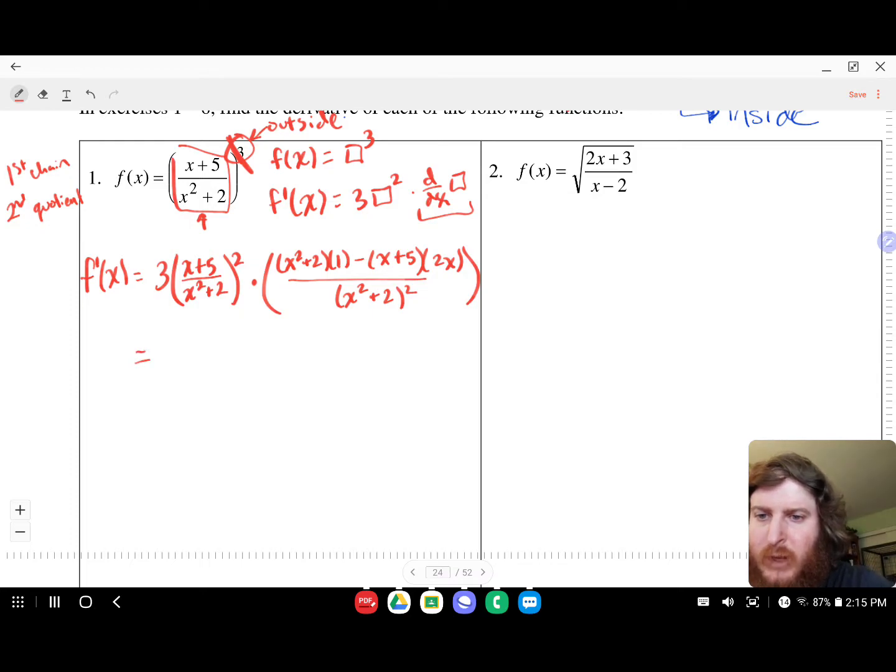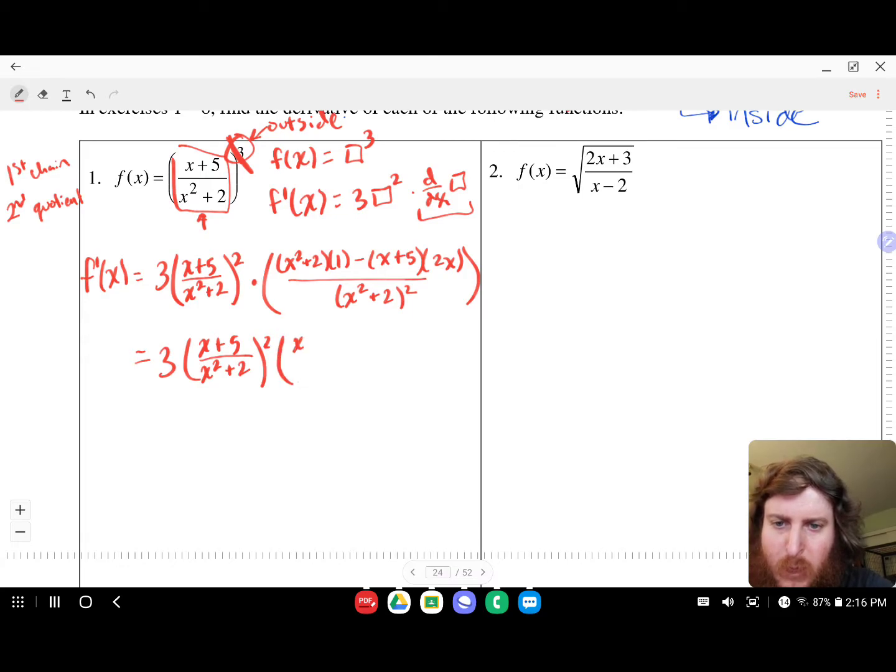Now we can simplify it. So I'm going to write this, 3 times x plus 5 over x squared plus 2, all squared, and then times, this will be x squared plus 2. Now this negative distributes, but also we're going to also multiply everything by 2x. So this is going to be minus 2x squared minus 10x. They both get a negative symbol. All divided by x squared plus 2 squared.